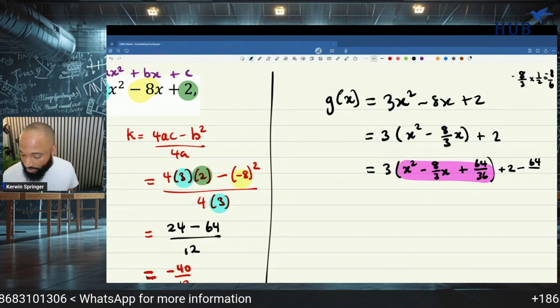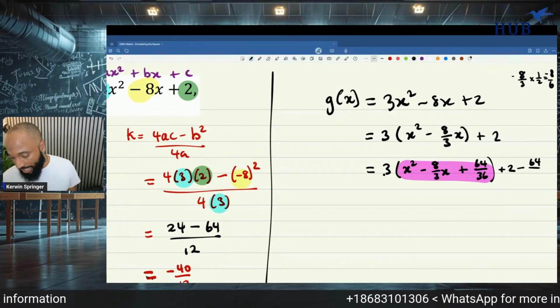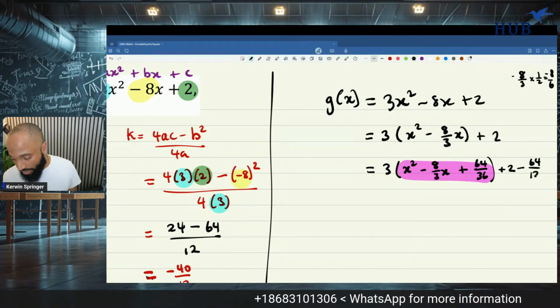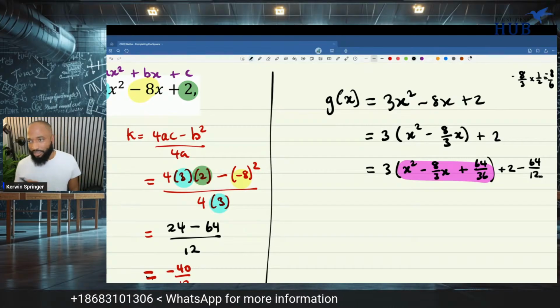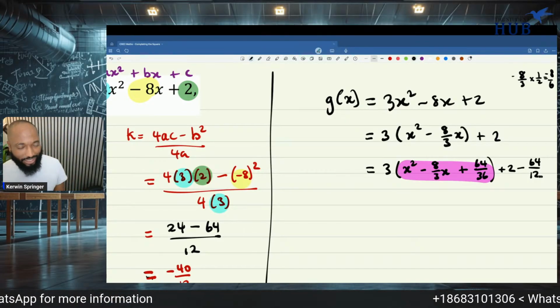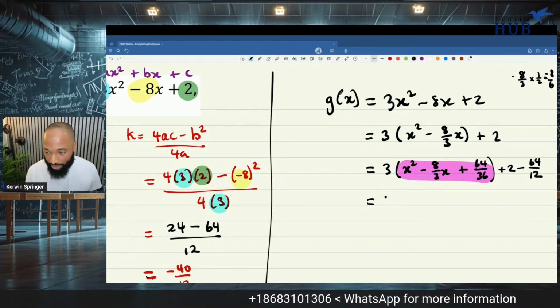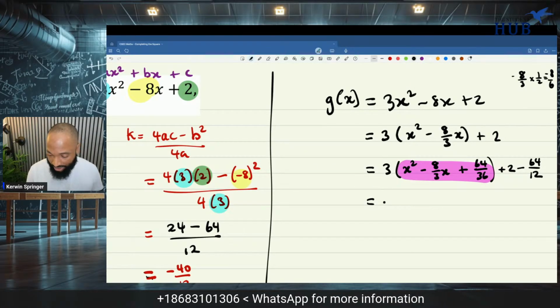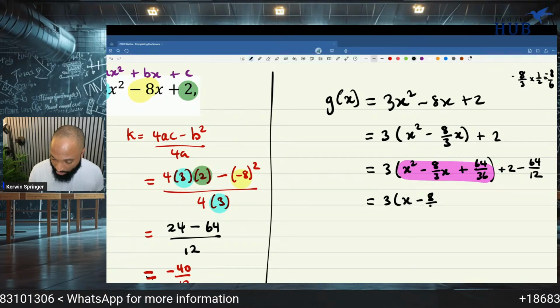The 3 is standing outside of this bracket, which means I added in 3 of this. So therefore, I need to cancel the 3 with the 36 and I'll get 12. So this method, over the years, has proven very confusing for students and made this topic one of the top 3 hardest things you can do for CXC.